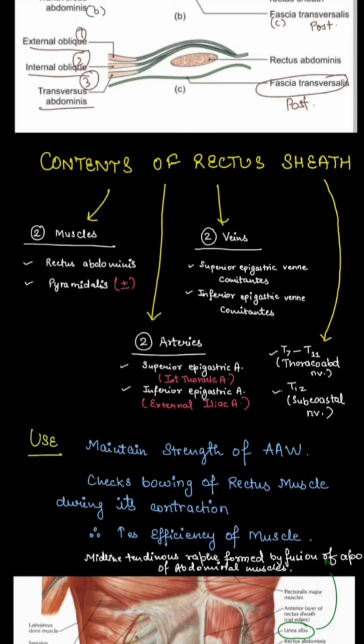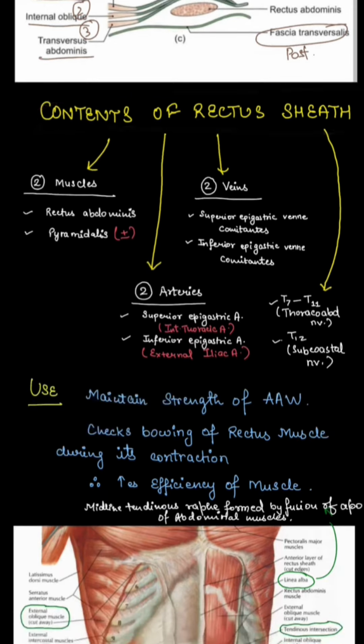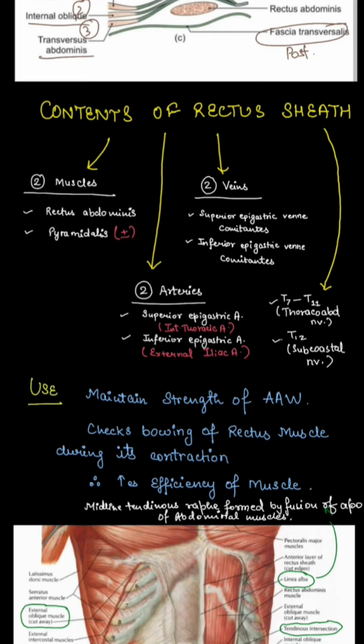Okay, let's look into the contents of the rectus sheath. What are the contents? You can learn it by 2 2 2 2. Two muscles. What are the two muscles? One muscle you know very well, that is the rectus abdominis. The second muscle is not present always, it is present in some people. This is pyramidalis, which may or may not be present.